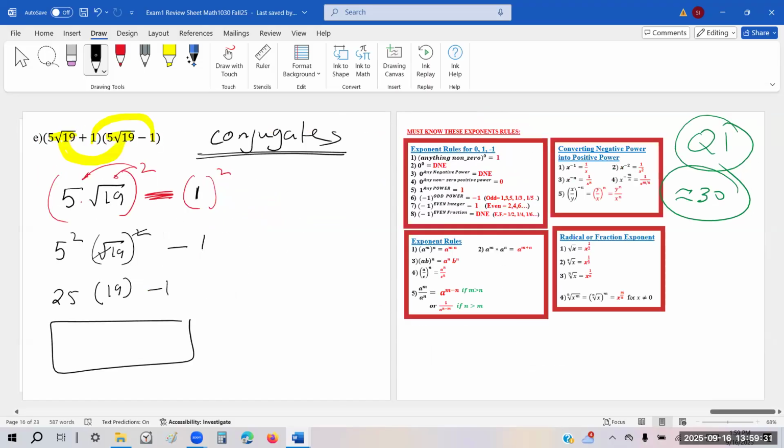Okay. And now about the exponents. Remember, I'm going to ask at least 30 questions on exponents. So you must know every rule very carefully. Know them correctly.